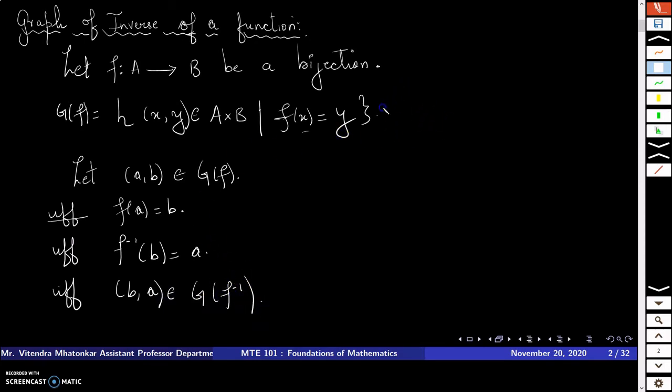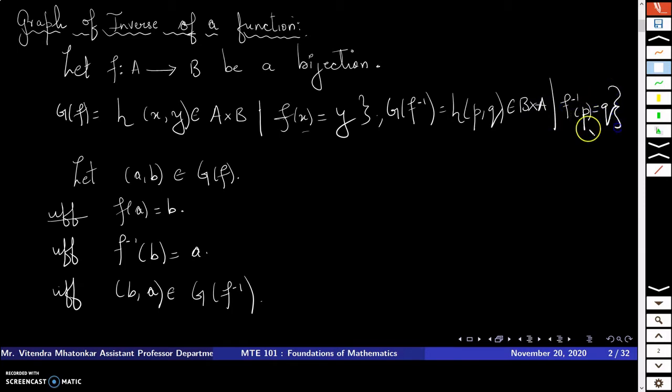Right? How is graph of f inverse defined? I can write it here. It is collection of all the points p comma q in B cross A, such that f inverse of p is equal to q, right? So a point a comma b will lie on the graph of the function f if and only if the point b comma a lies on the graph of the inverse of that function, right? So that's what we conclude from here.